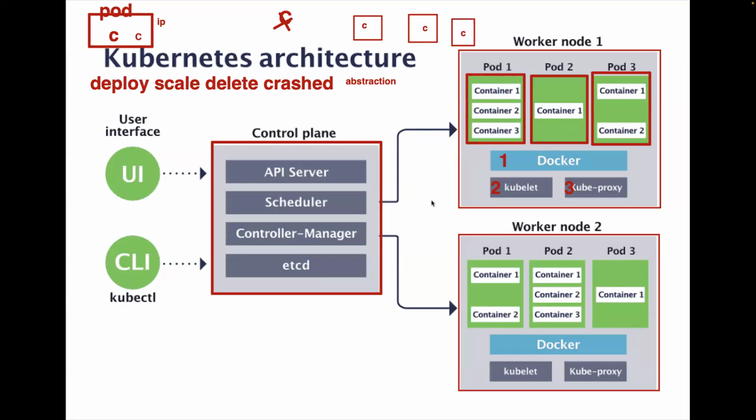So those are the different components of your worker node. Were all the components of the worker node clear? Is this much clear for everyone? Understood? So if these components are clear, let's go to the control plane.